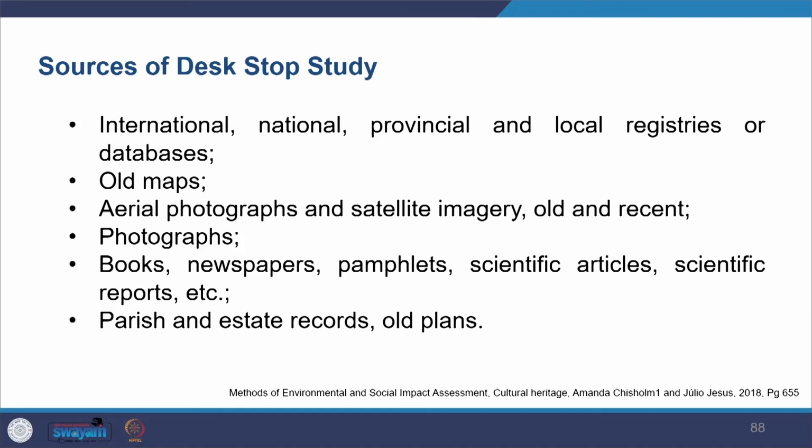And if you look at when you need to undertake a desktop study, like we have been seeing, you can use all forms of secondary data like international, national, and all kinds of databases. You can look at old maps. Aerial photography is also quite a lot used, and then newspapers, and all these scientific articles are very handy. And then you can look at the libraries, old maps, and all this. So aerial photographs and satellite imagery are now becoming a very important source of data.